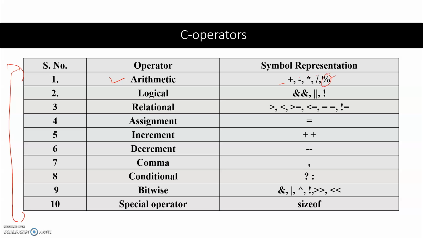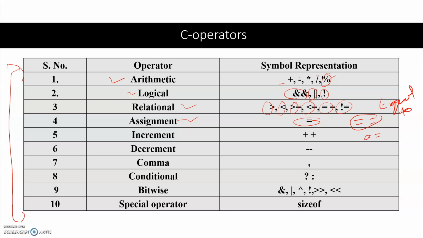Modulo is for the remainder. The second is the logical operator, where you can use the AND operator, OR operator, and NOT operator. Relational operators: less than, greater than, less than or equal to, greater than or equal to, equal to, not equal to. Assignment operator: a single equal indicates the assignment operator, whereas if you are using 2 equals in C, it represents equal to, and a single equal represents the assignment operator.